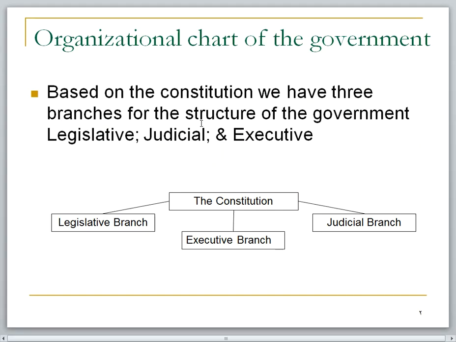Let's start with the classical branches of the structure of the government. Of course, you know, according to the constitution, we have 3 branches in our state: legislative branch, executive branch, and judicial branch. Of course, in Arabic we are talking about السلطة أو الفرع التشريعي والتنفيذي والقضائي. In our chapter we will give details about each one.